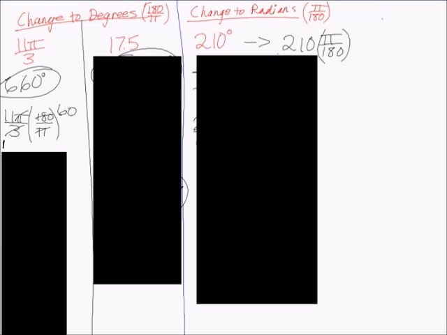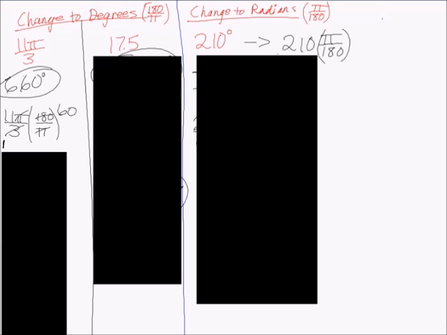So 3 divided by 3 is 1. So that's why I have 1 right here. And 180 divided by 3 is 60. So if you go through, you would have 11 times 60, which is 660, divided by 1. Everything on the bottom canceled out. So it would be 660 degrees.